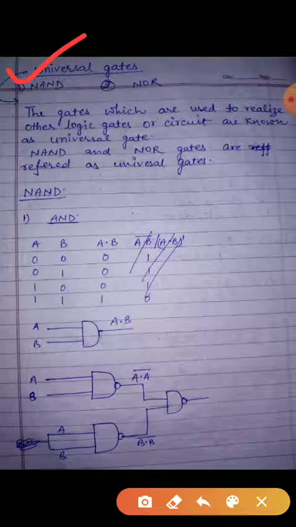Okay, universal gates are what? Universal gates are used to realize other logic gates. Means with the help of universal gates we can get the output of other gates. Sometimes you can see this is an AND gate, and it will return some value. The same value you can also get with the help of universal gates. That's why it is called universal. Universal means what? All-rounder. Clear? So universal gates are used to realize other logic gates or circuits.